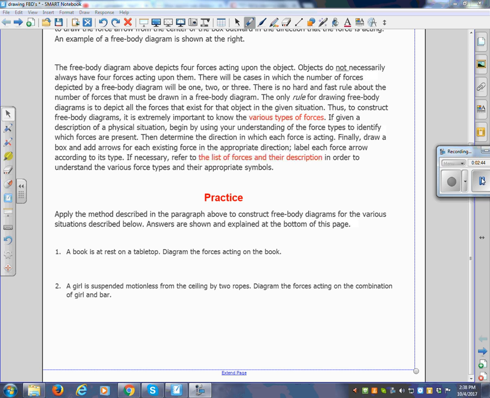I'll do the first 2, because they're on the first page of this one here. A book is at rest on a tabletop. Diagram the forces acting on the book. Okay? So here you've got your book. You've got the weight force, or gravity, down.